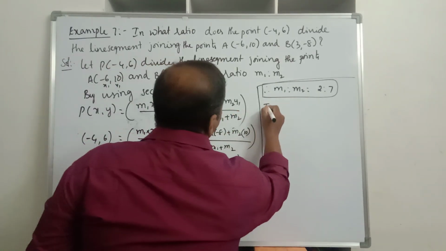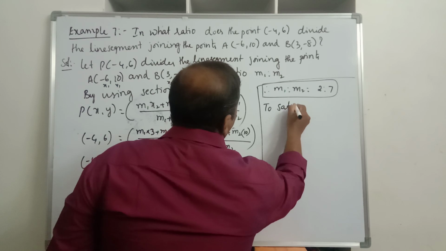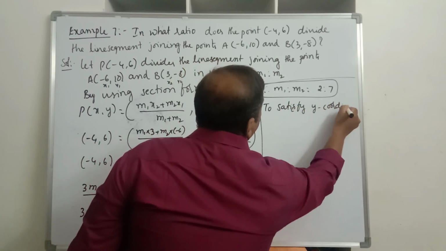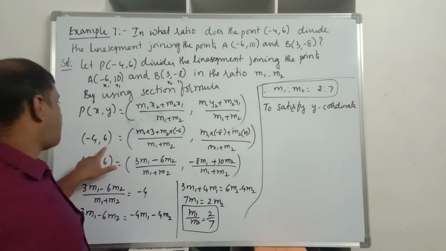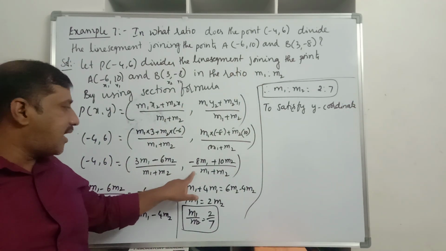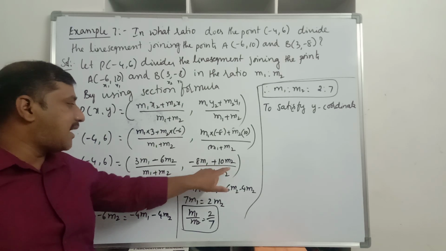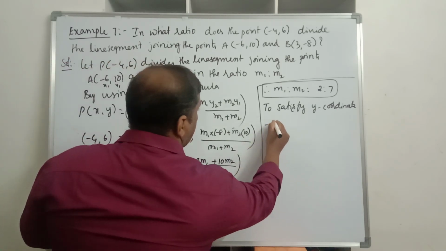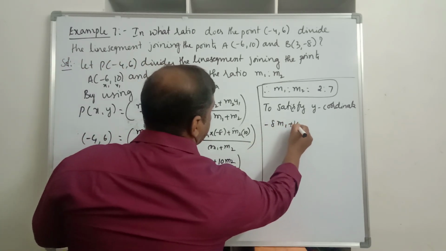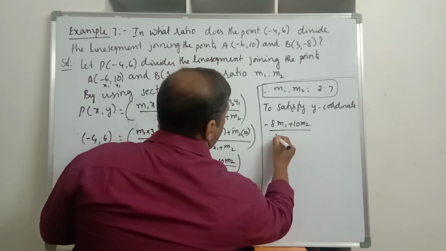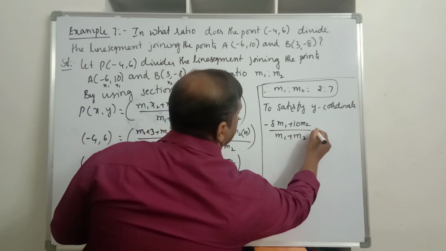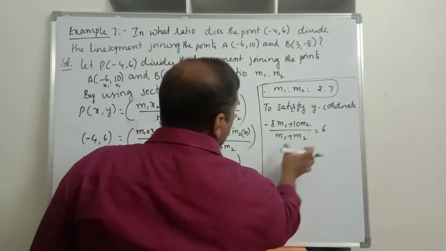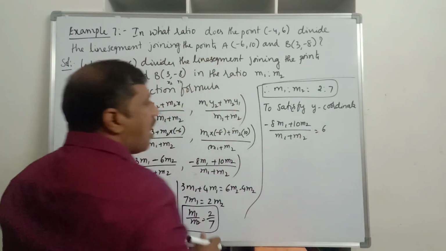Now to satisfy the y coordinate, what is the y coordinate? Here it is 6 we got, and what is the y coordinate here? It is (-8m1 plus 10m2) divided by (m1 plus m2). Now these two are equal. So from this what we can write? (-8m1 plus 10m2) divided by (m1 plus m2) is equal to 6. Again go for cross multiplication. So you have to prove here that LHS is equal to RHS.